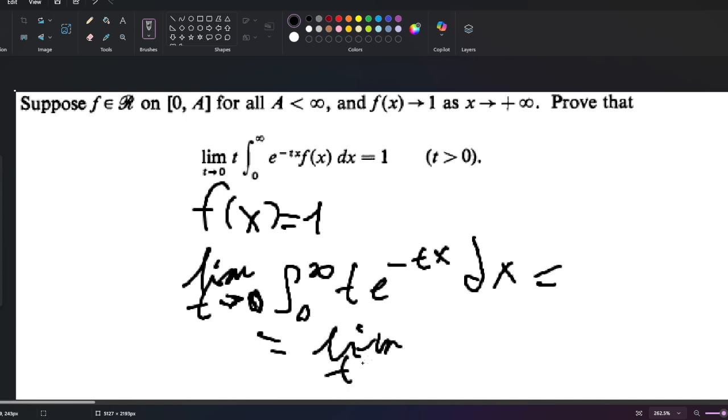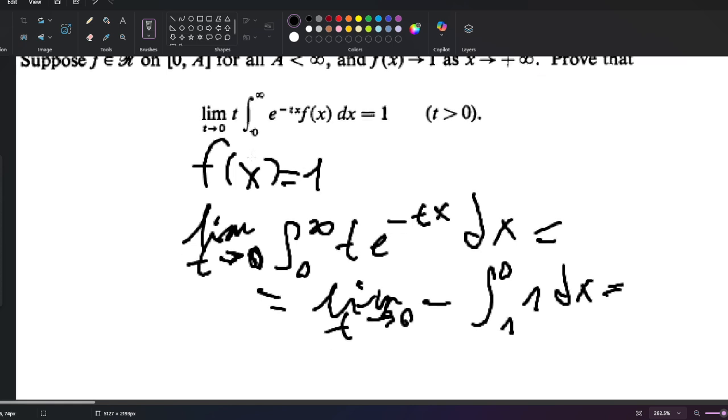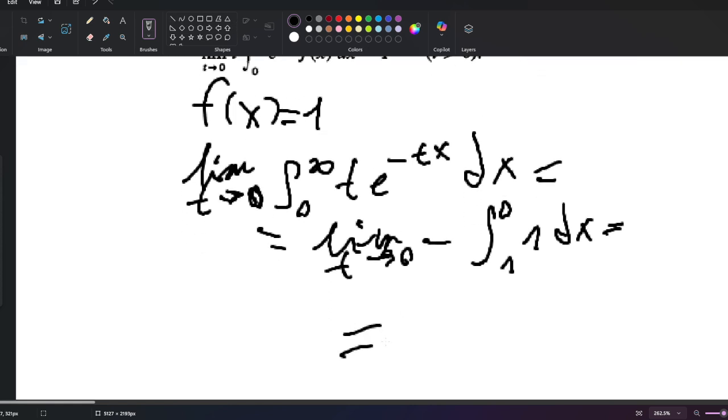Next we can just bring out the minus, and here we can do a u-sub. So we get the integral from 1 to 0 of 1 dx. Now the minus just reverses the order, so we get just 1. And that's what it is equal to when we have f of x as just 1, but that's not the case.